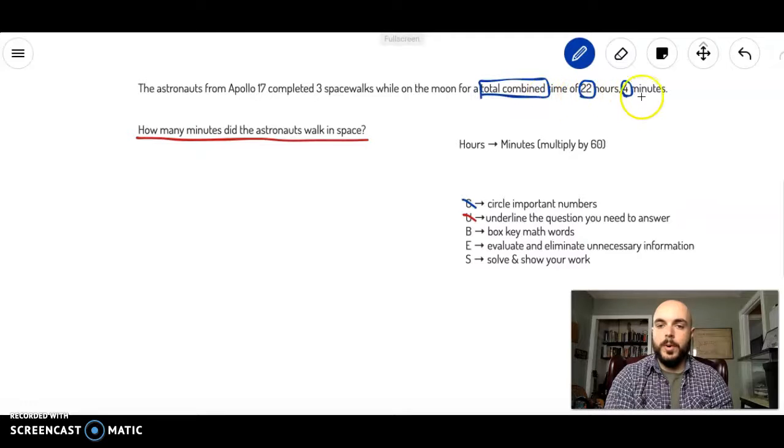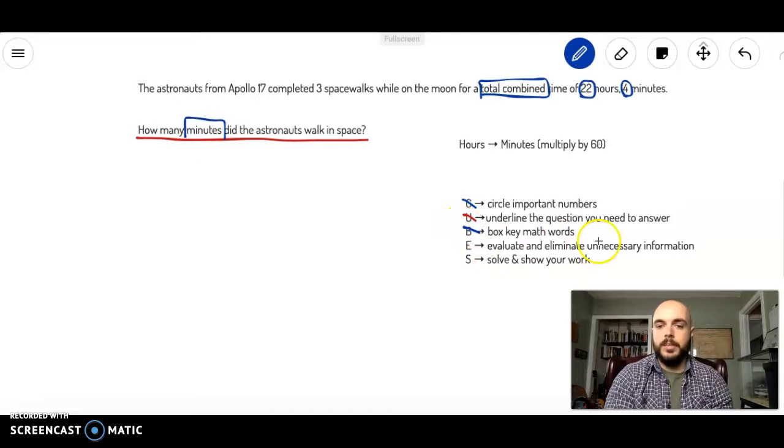Combined time of 22 hours and 4 minutes. How many minutes did the astronauts walk in space? I'm actually going to box minutes because that tells me what I need to convert here. I'm not trying to convert the minutes here into hours. I'm going to take these hours and convert them into minutes. My answer has to be in minutes, so everything I do has to result in minutes.